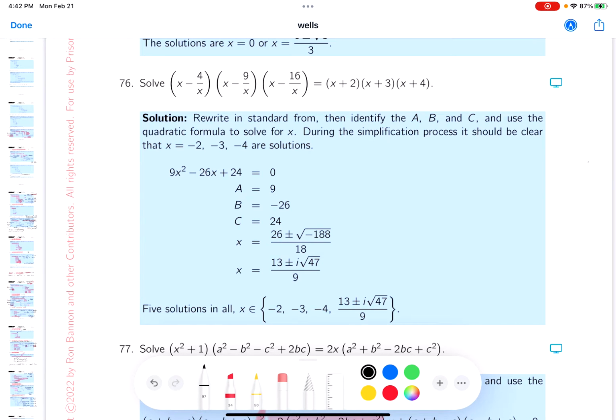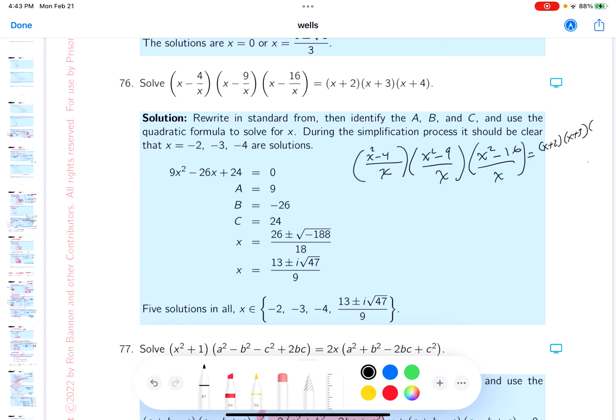Okay, let me simplify the left side first by getting a common denominator. x squared minus 4, then it's going to be x squared minus 9, and that's going to be x squared minus 16. And then what do you get? You get x plus 2, x plus 3.